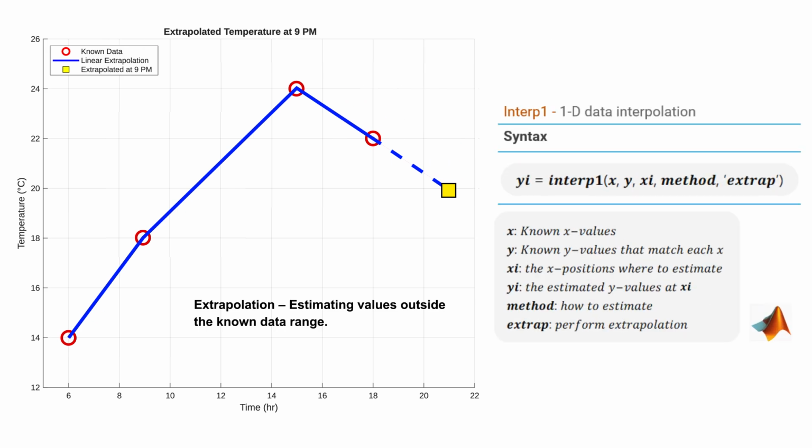This is where MATLAB's extrap option comes in. When Alex activates it, the plot doesn't just stop, it projects the trend forward, using the pattern from the existing data. The concept is simple, but powerful. If you know how something has been changing, you can predict how it might continue.